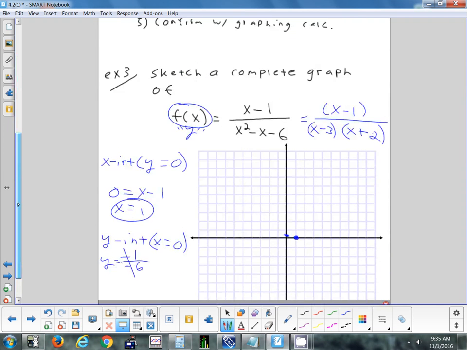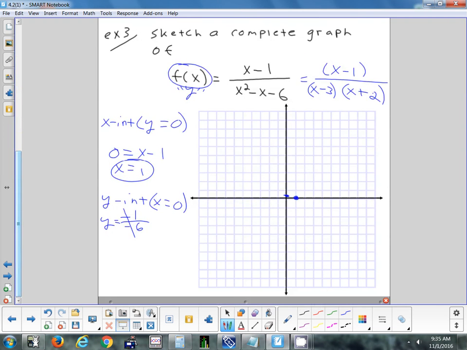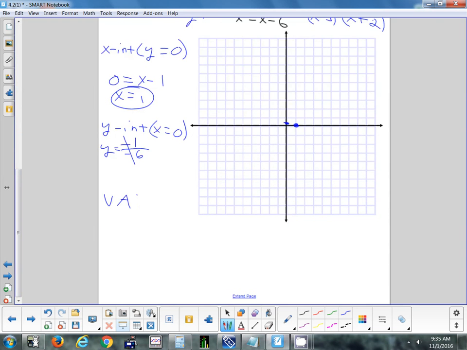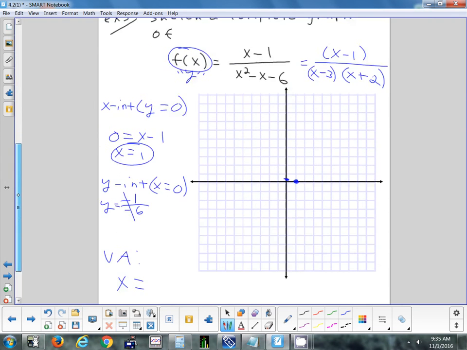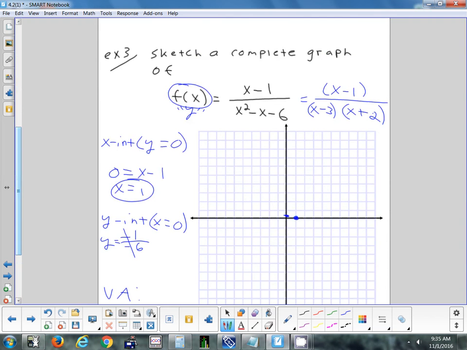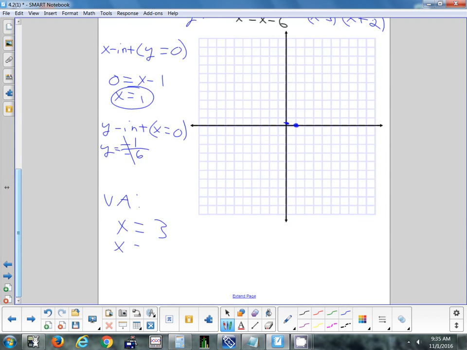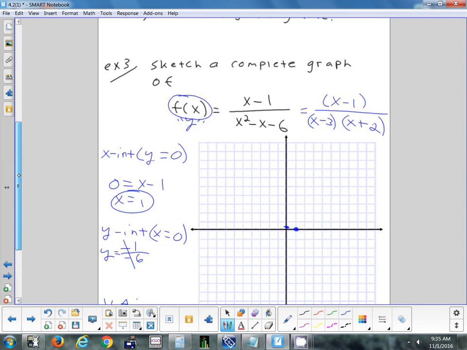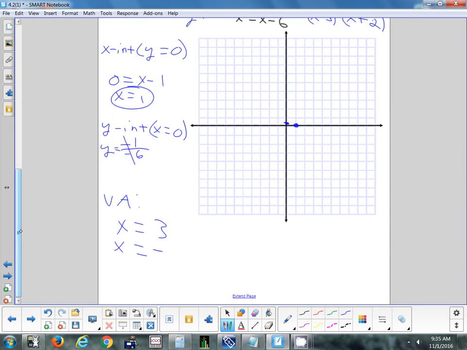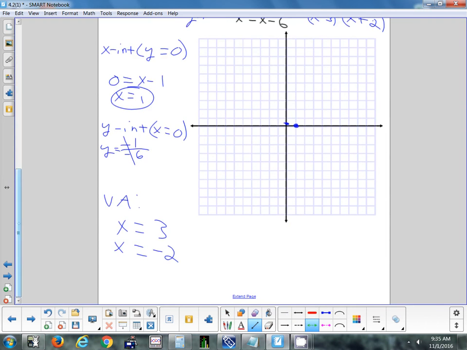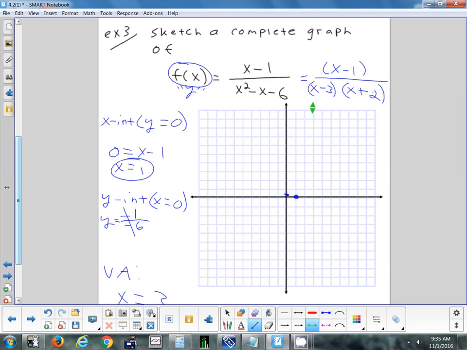Let's find the vertical asymptotes. Those are my zeros of the denominator, assuming I don't have any common factors. Okay, what's one number that would make the denominator 0? 3. And what's another number? Negative 2. Okay, I'm going to sketch those right now. So vertical asymptote at 3 and -2.